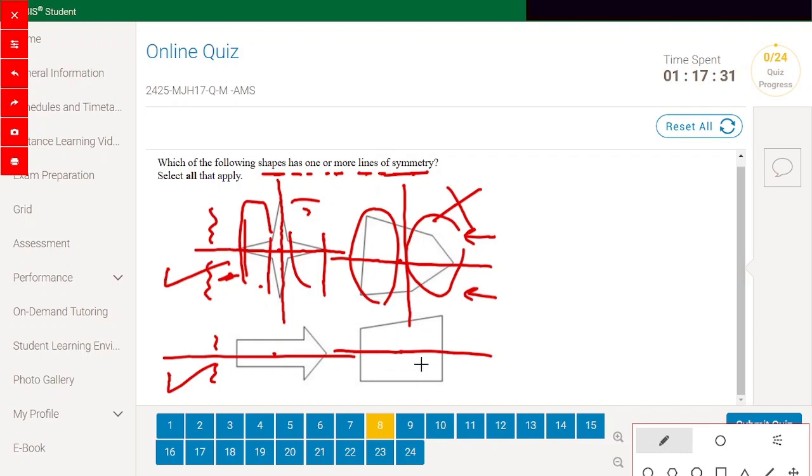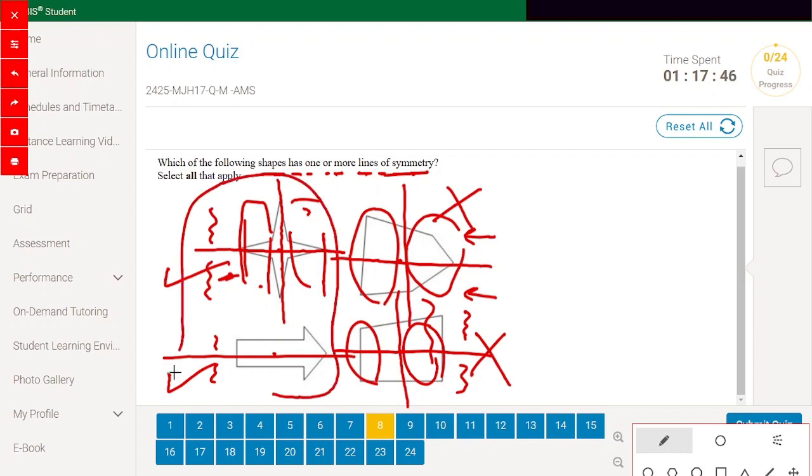It's not having the same symmetry. And if you do it like this also, vertical, we don't have the same symmetry between this side and this side, so this is not the right answer. So the only two figures that have one or more lines of symmetry are these two figures.